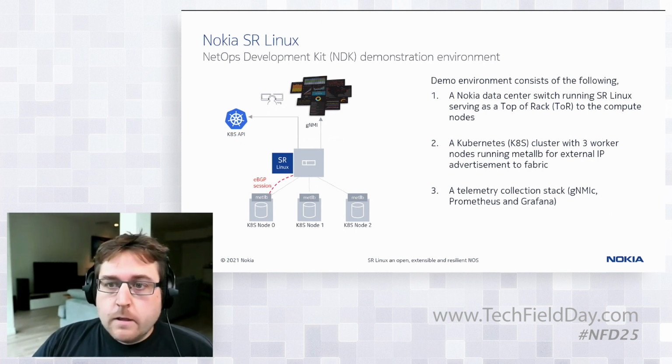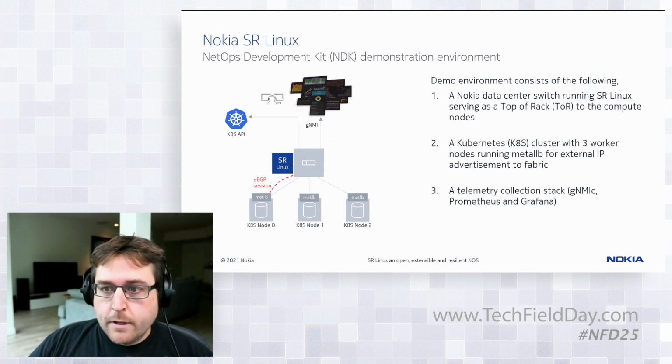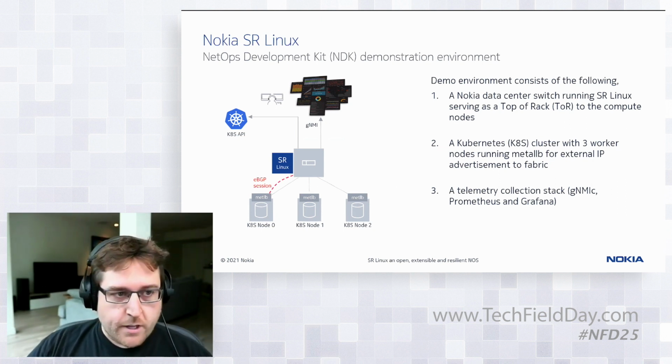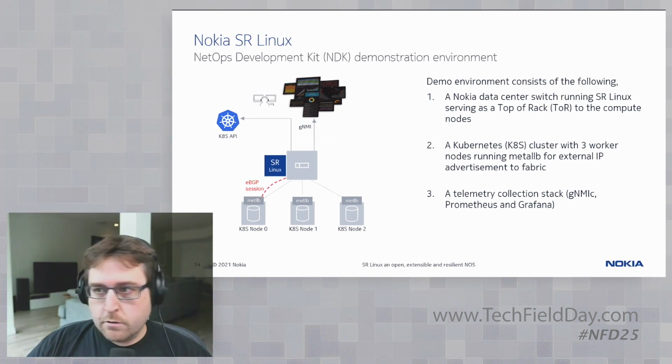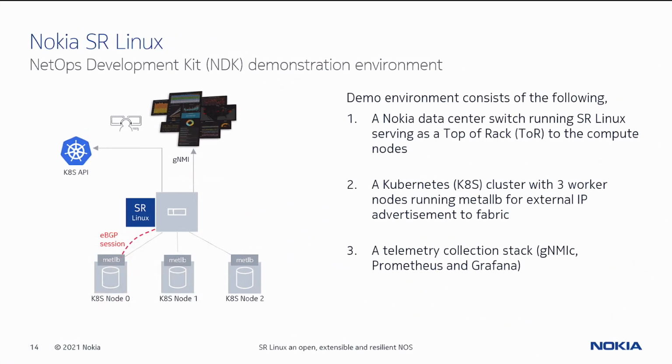Okay, so let's go through our demo environment, just set the stage a little bit. The first thing is we are using a single SR Linux switch, and in this particular demo environment, it's going to serve as a top of rack switch. In this case, it is going to be serving below it a set of compute nodes. Now, these compute nodes will be running as part of a Kubernetes cluster. And so we also have a fully functional Kubernetes cluster which, in this case, is quite scaled down, with only 3 compute nodes. These 3 compute nodes are talking to the top of rack switch.